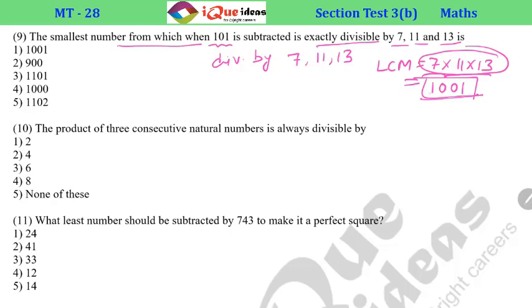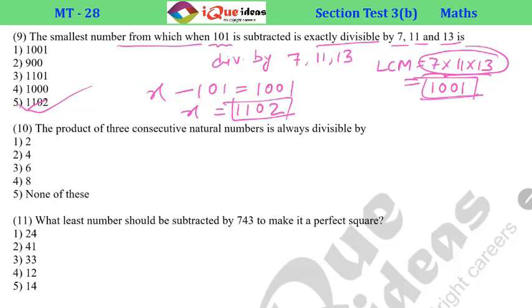Now this number we should get from another number x by subtracting 101. So x minus 101 should be equal to 1001. So very clearly x is equal to 1102. So 1102 is the correct answer. That is the fifth option. Alright.